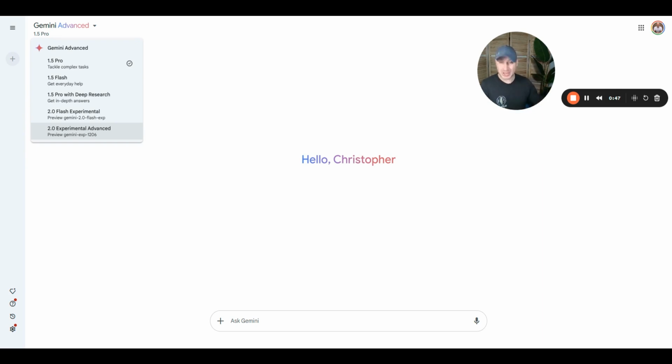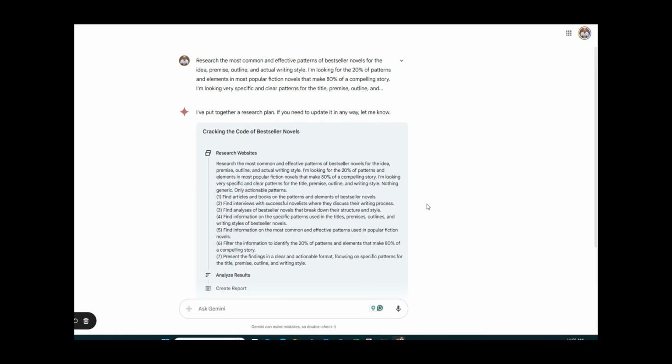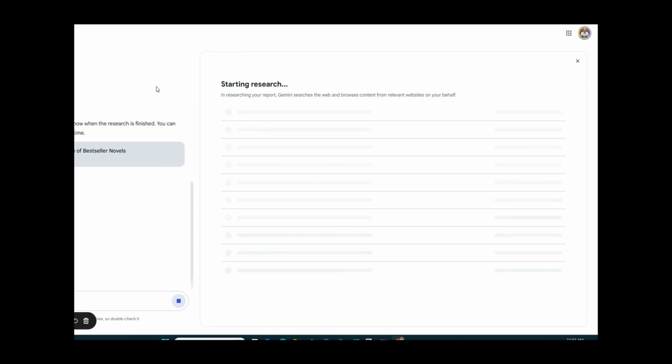Make sure you stay all the way to the end. Let's start with the research. The first thing I'm going to do is ask for research on patterns in best-selling novels. Then we're going to take the results of this research, craft a premise, an outline, and write the actual novel.